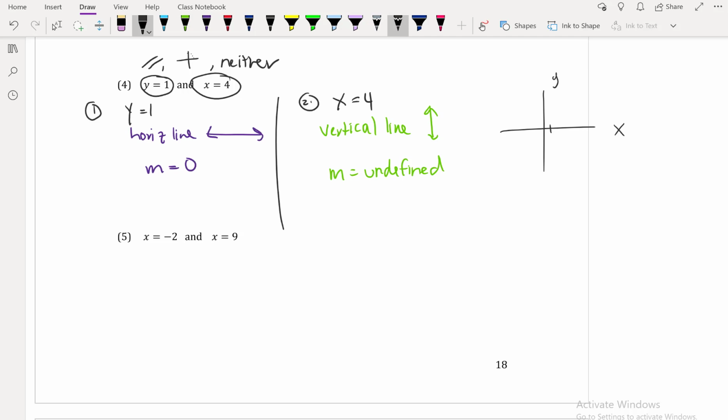So I have 1, 2, 3, 4. So x is equal to 4 will look something like this. And I have my horizontal line of y is equal to 1. So y is equal to 1, that's going to look something like this. So let's see, are these, that purple and green line, parallel, meaning they don't intersect, or do they intersect at a perfect 90-degree angle? Well, I can tell you that this is actually a perfect 90-degree angle. So yes, these lines are going to be perpendicular.